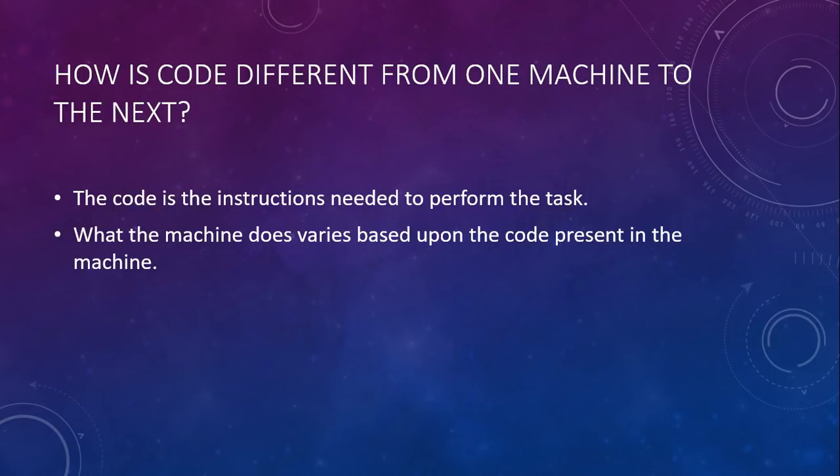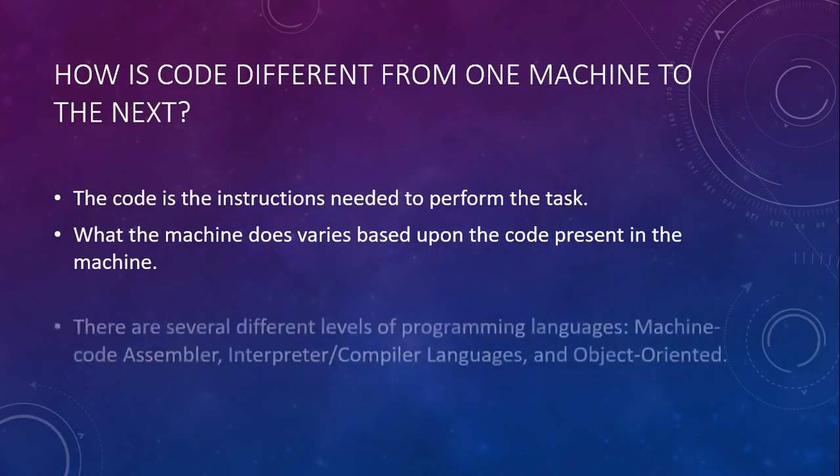And that ties right in here. What that machine will do varies based upon the code present in the machine. So if you want the machine simply to calculate volume, it's going to calculate volume if that's what's present in the code. If you want the machine to run the popcorn setting when you push a button on your microwave, the code will do that as well.